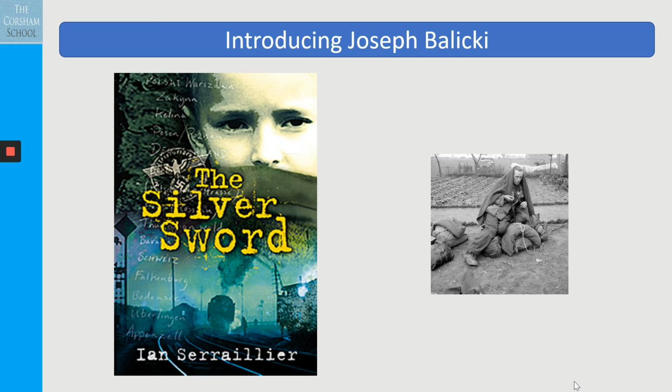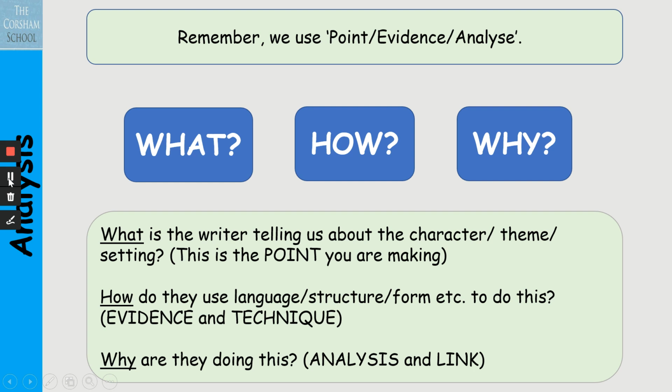We're going to be looking in more detail at the character of Joseph Bilicki from The Silver Sword. We're going to explore how the author, Ian Serraillier, presents the character of Joseph by looking at an extract from chapter 3. So, on the screen in front of you, you should now have a recap of what we need to be looking for when we're analysing an extract of text. This is a guide to help you. Let's have a closer look at what we need to do.